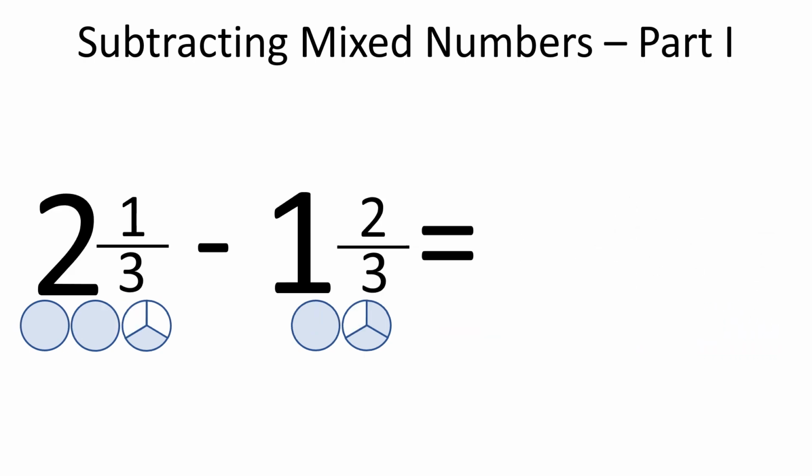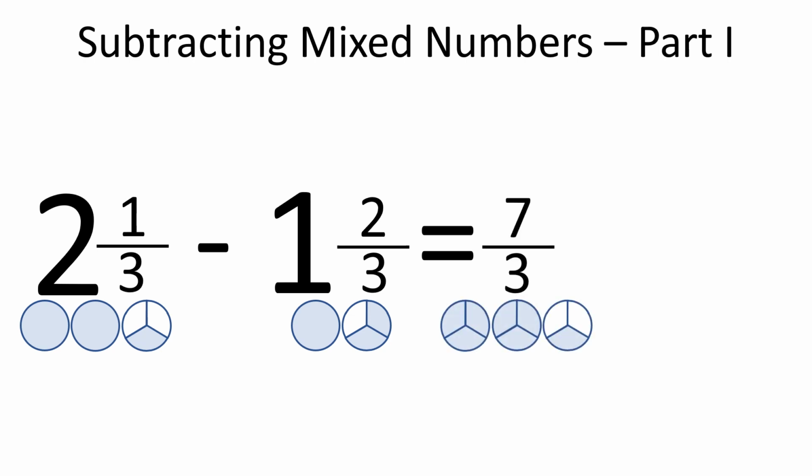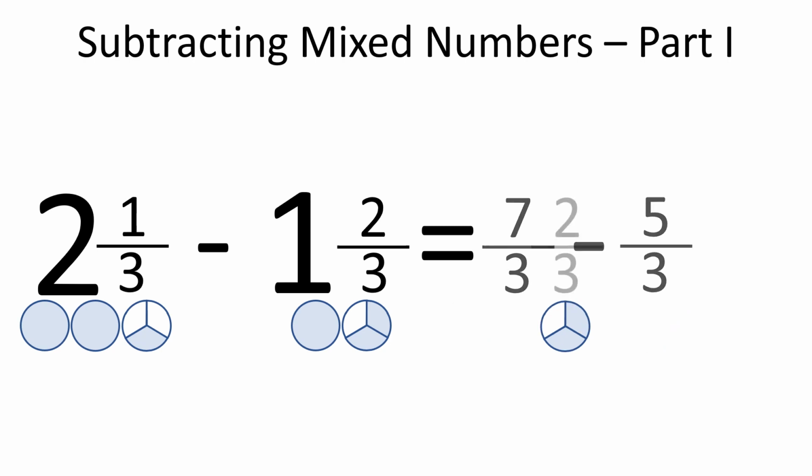Now we represented 2 and 1/3 as 7/3, and 1 and 2/3 as 5/3, and we are ready to subtract the fractions. Once we have the same denominators, we only subtract the numbers in the numerators. So 7 minus 5 is 2, and the final answer is 2/3.